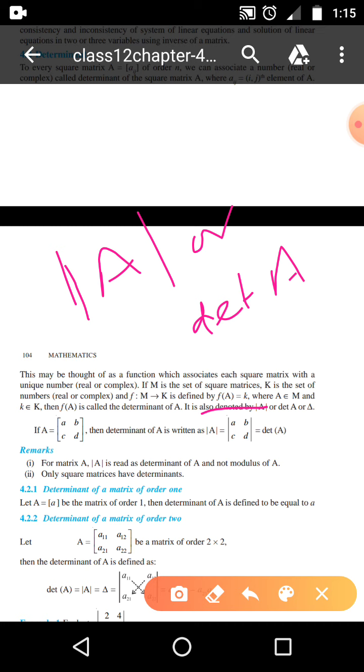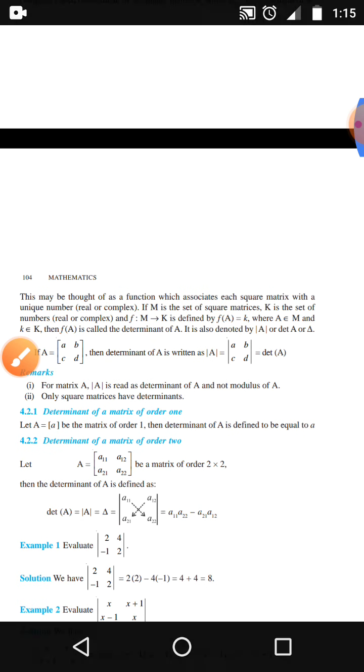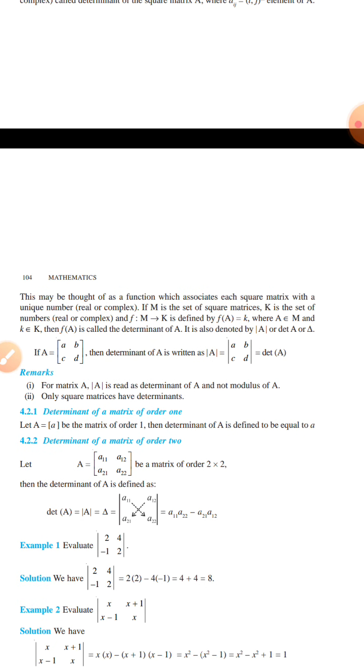For a matrix, the determinant of A is a real number. That means in our syllabus we only consider determinants with real numbers, not complex or imaginary numbers. So, the determinant of a matrix of order 1: let A = [a] be a matrix of order 1, then the determinant of A is defined to be equal to a.